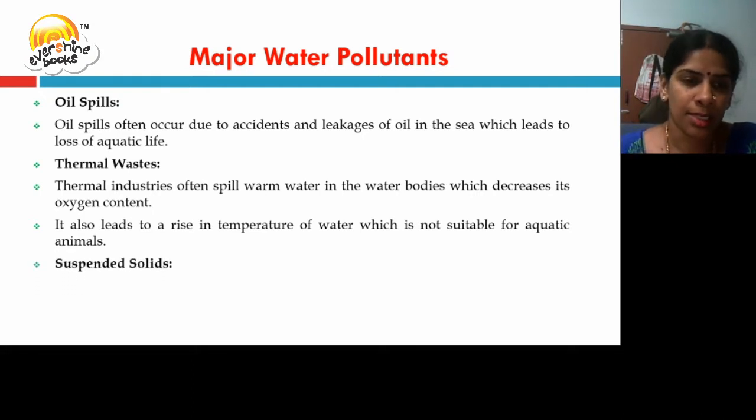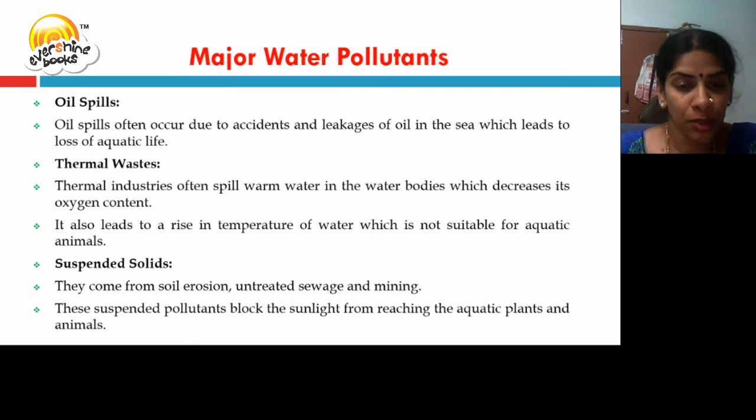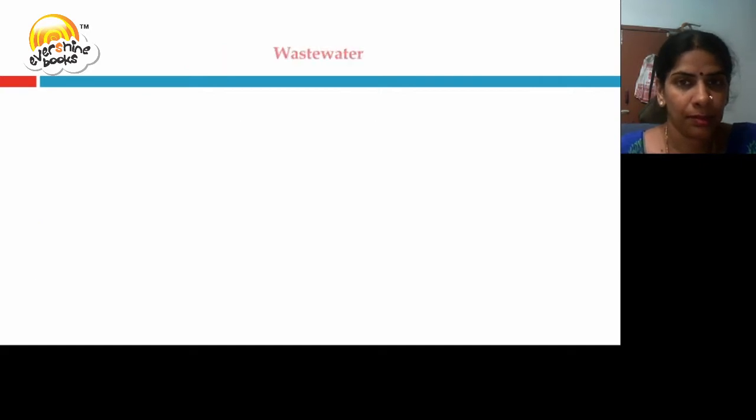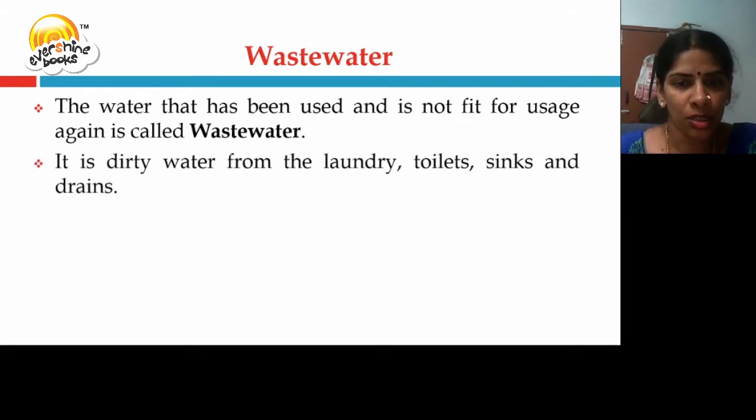Suspended solids. The suspended solids are due to soil erosion, untreated sewage and mining. These suspended pollutants block the sunlight from reaching the aquatic plants and animals. What is the meaning of wastewater? The water that has been used and is not fit for usage again is called wastewater. It is dirty water from the laundry, toilets, sinks and drains.